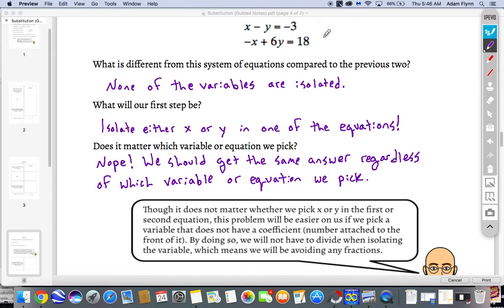Make sure you're trying to pick a variable that has no coefficient. Therefore, we're not going to have to divide, which dividing always gives us the chance of having a fraction. So if you're not a big fraction person, try to pick a reasonable variable that doesn't have a coefficient. Okay, but let's say you do happen to have fractions in your expression that you are substituting in. That's not a big deal. Okay? You are allowed to have fractions and you should get the same answer. It's just all personal preference whether you want to be dealing with them or not.